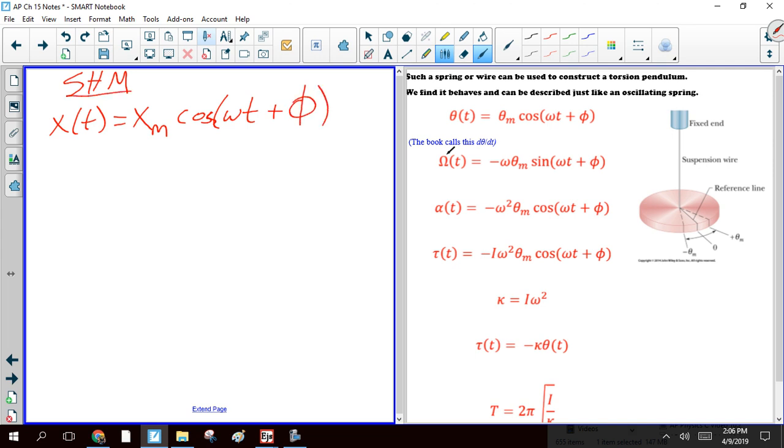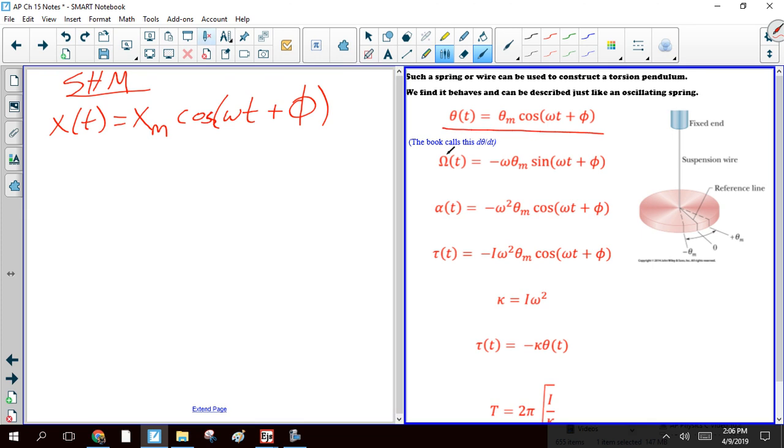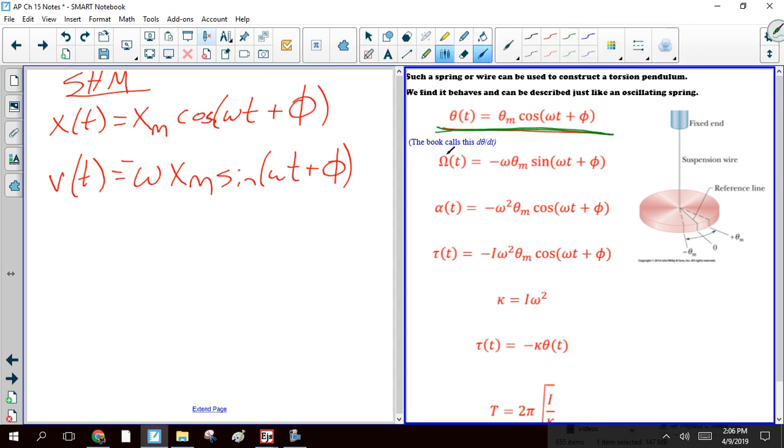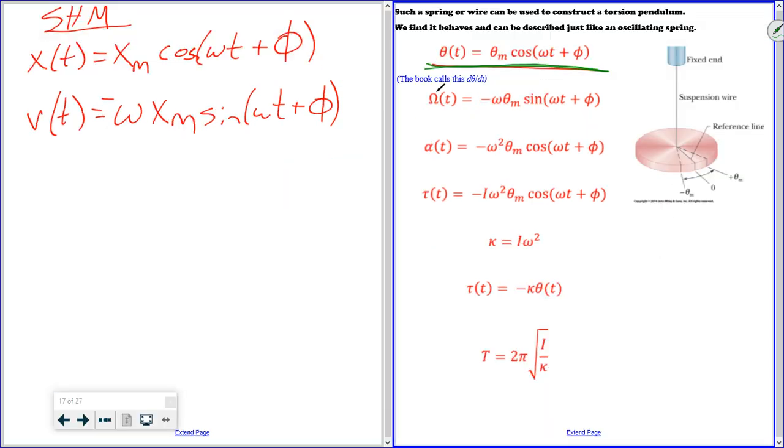For a torsion pendulum, you get almost the exact same equation, except you replace your x's with thetas, because now we're talking about angular position. Then if you take a derivative, we find that the velocity at time t is omega times xm, negative, because the derivative of cosine is negative sine. Now, over here, when we take the derivative, it gives us the angular velocity. So here's the problem, and this is super annoying, and I wish there was a better solution to it.